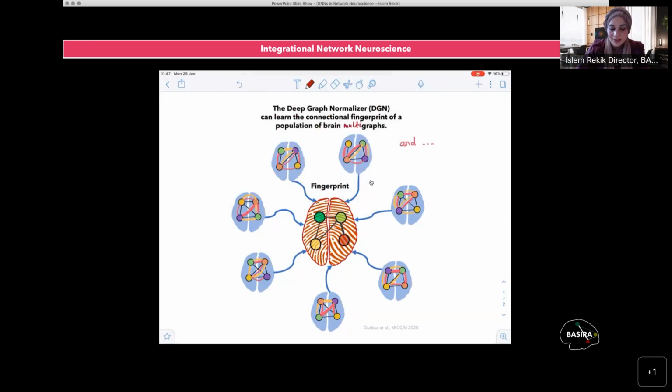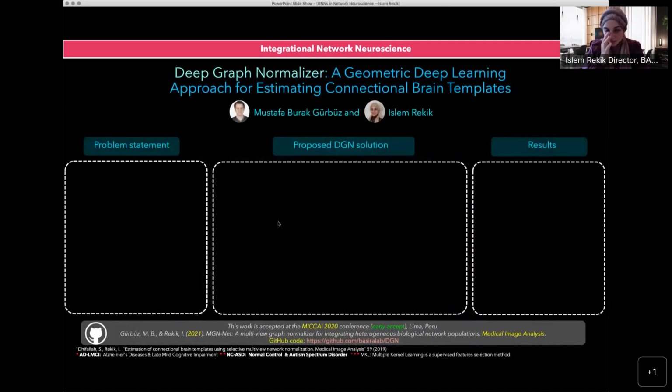In this example, we want to learn how to integrate these multigraphs into a single connectional brain template and use this template for downstream learning tasks in brain connectivity, regression, and classification. This work also got an early accept in MICCAI 2020. It was presented by my undergrad student Burak. So just quickly going over this.